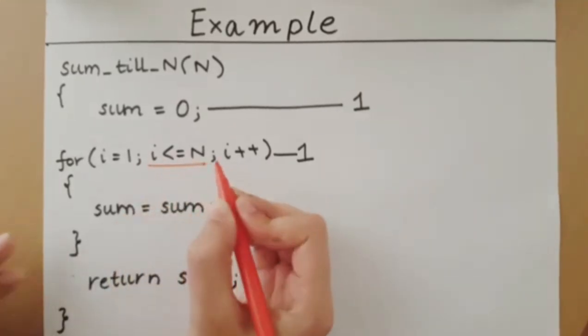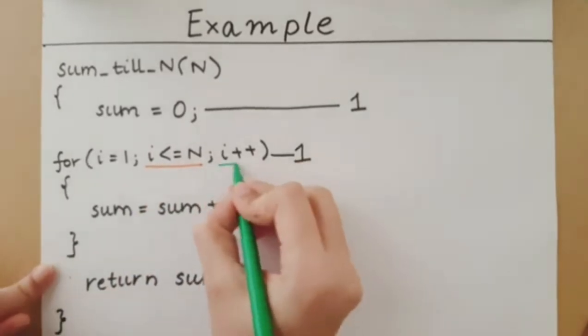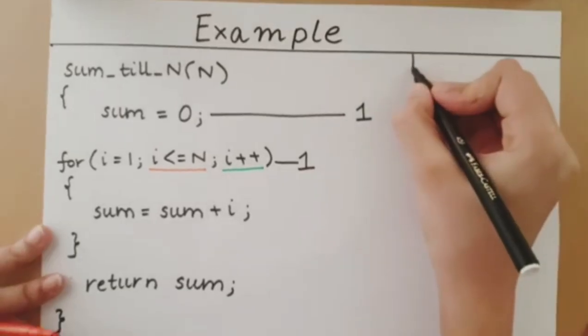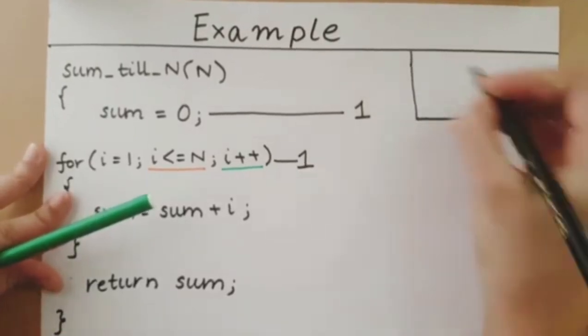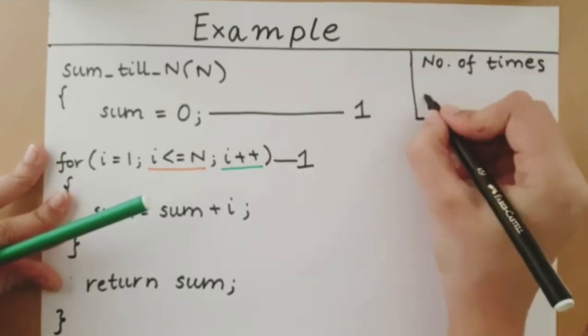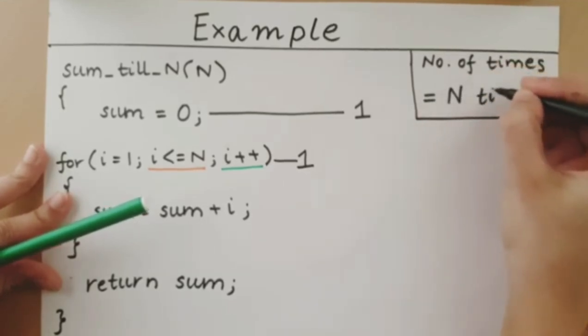We have the condition and we have the increment. It is important to note that the condition is checked before the for loop executes and the increment is performed after the for loop is done executing. Now this loop runs from 1 up till n. Therefore, this loop runs n times because it increments by 1 each time. So the number of times this loop executes is equal to n times.